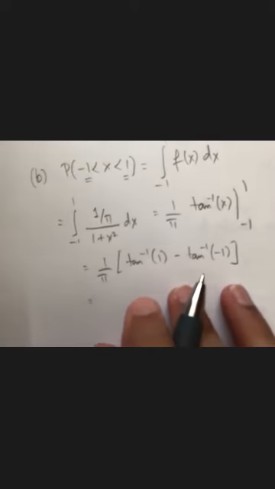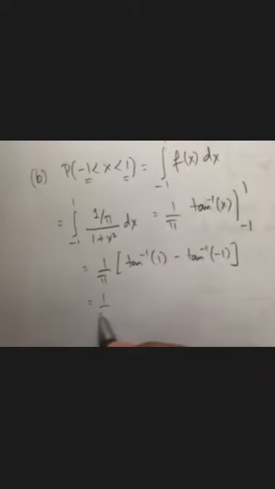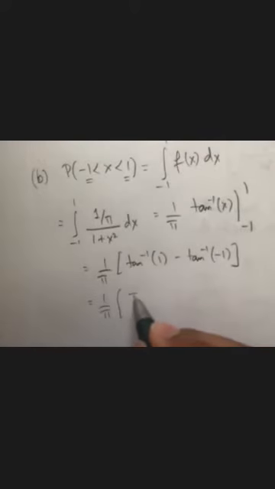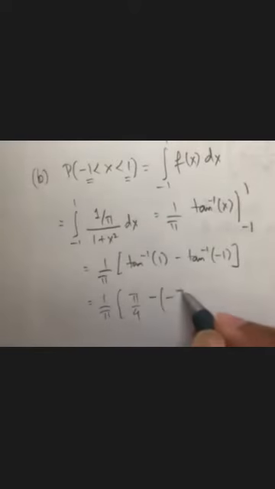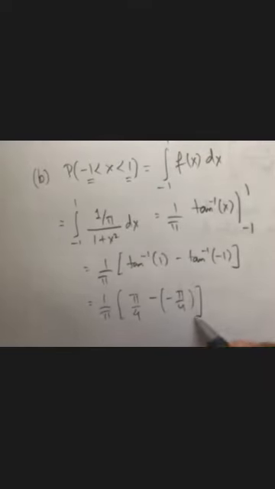Tan inverse 1 is pi over 4. Tan inverse negative 1 is negative pi over 4. So this probability is half.